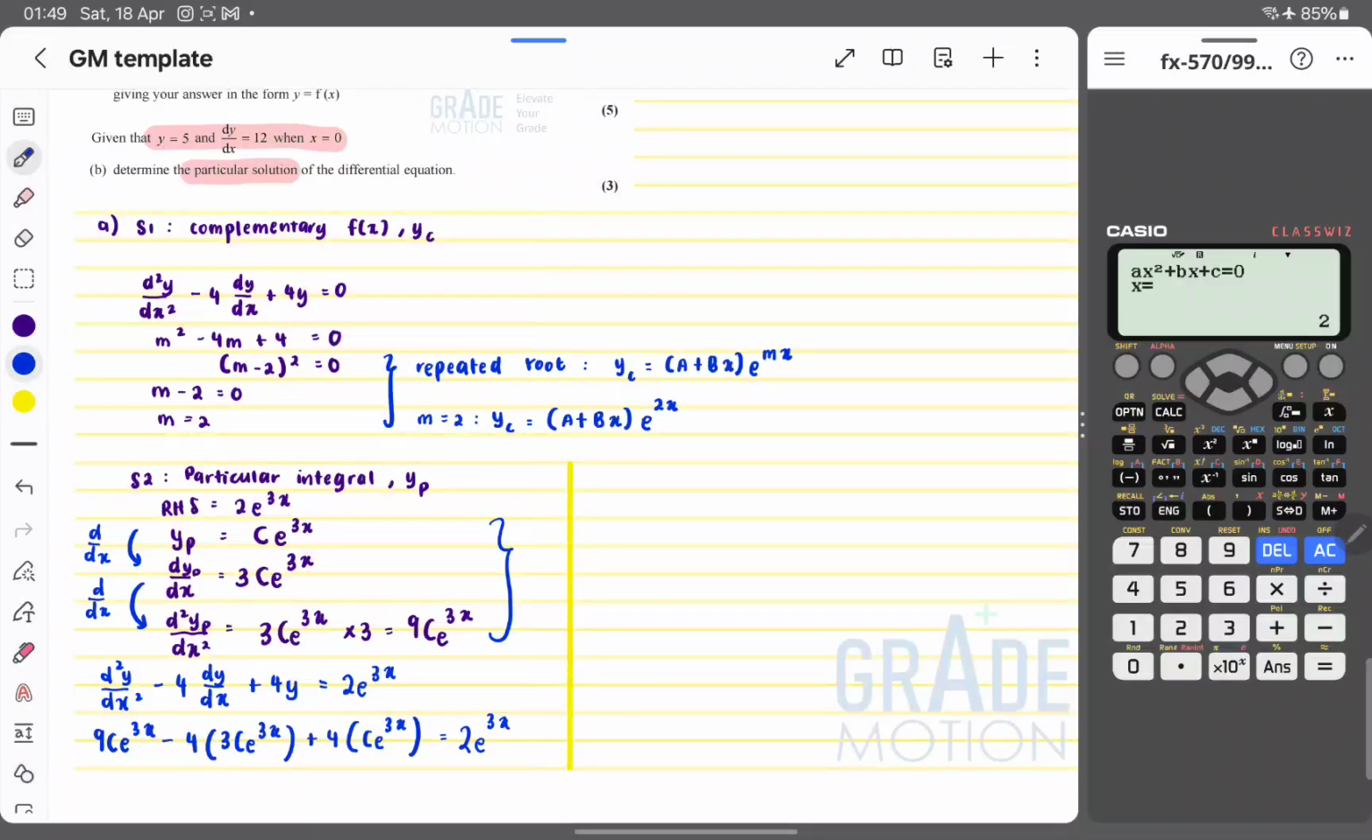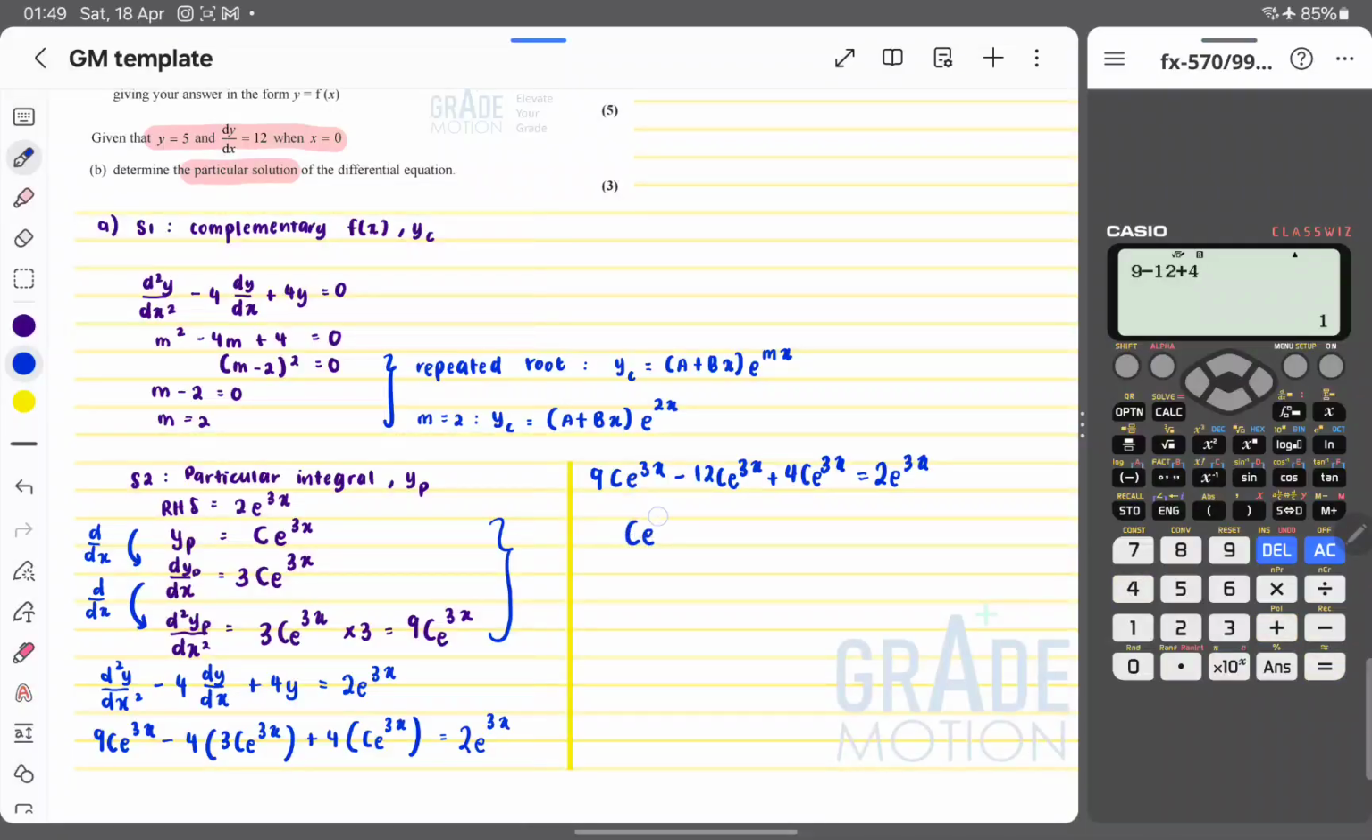Okay, now it would be 9ce^3x minus 12ce^3x plus 4ce^3x equals 2e^3x. Now, let's take a look at our left hand side. We have 9c minus 12c plus 4c, which is equal to 1.